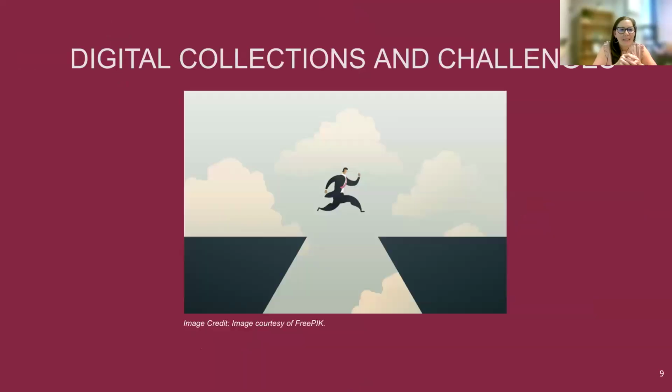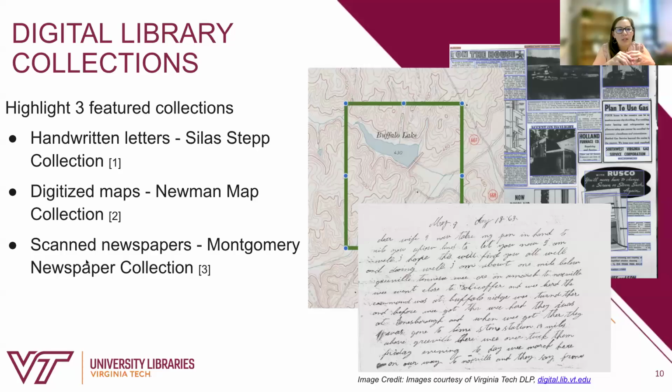Next slide, please. So we're going to be talking about digital collections. So when Bipasha and I sat down, we had to have a lot of things in place. The people in place, the structure in place, the infrastructure, and the data. The data was the key. So we wanted to look at the data and try to highlight collections that were unique enough that we can run AI tools with. And we came up with these 3 different collections or 3 different use cases. So they were handwritten letters, and this is our Silas Step collection, digitized maps, which is our Newman map collection, and scanned newspapers, which is from the Montgomery newspaper collection.